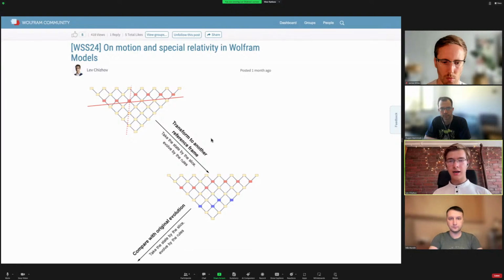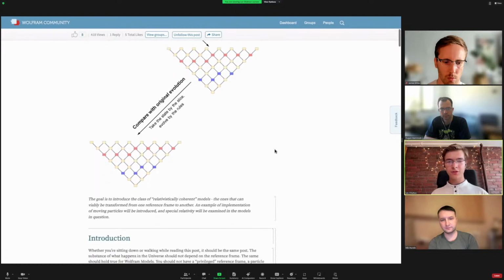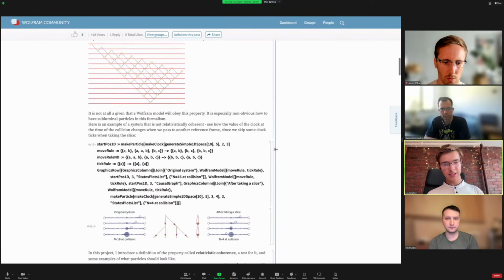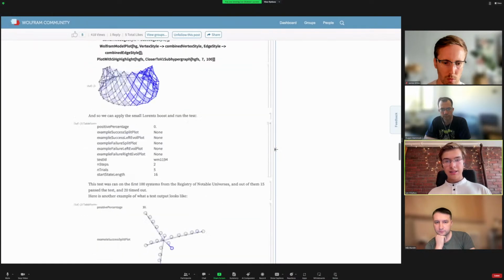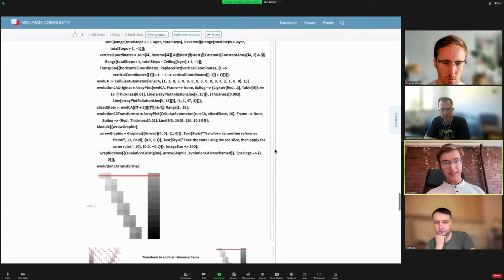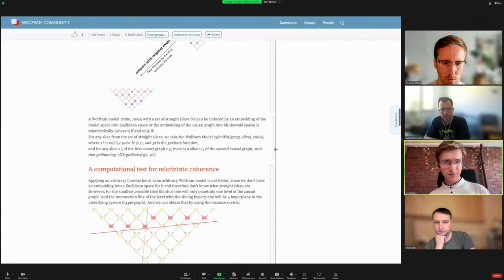So in this project, what I do is investigate that by defining what a Lorentz transformation is here. I define a very small Lorentzian boost, and then I check some systems for whether that boost behaves the way it's supposed to. First of all, just to get an understanding of what the problem is, let's look at an example where it doesn't transform the way you expect.